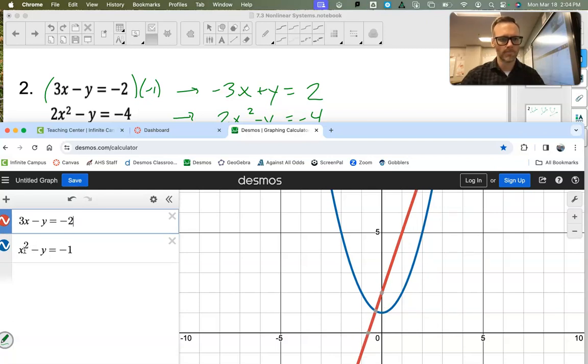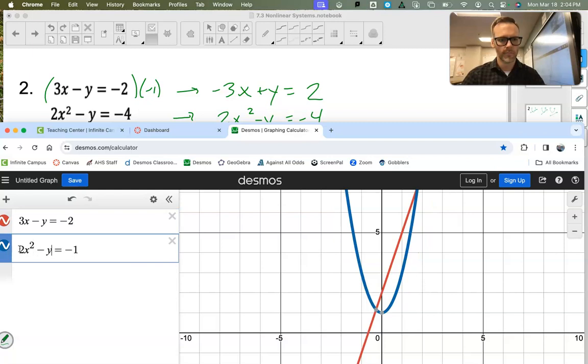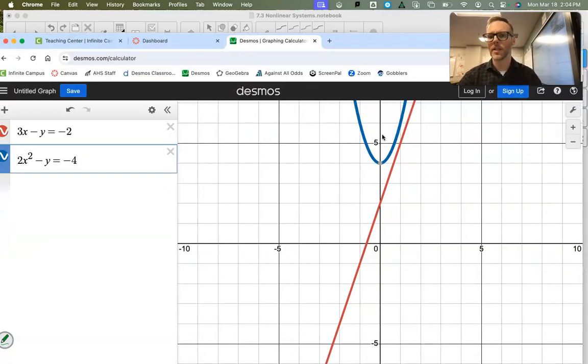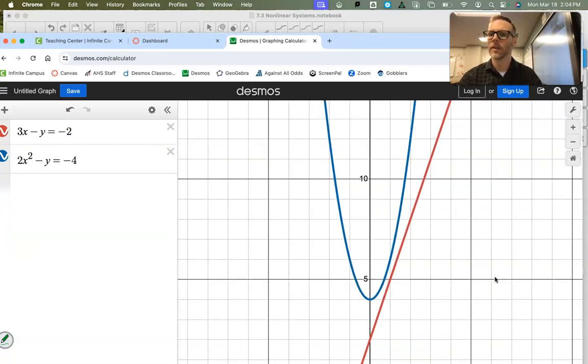There's my line. There's my parabola, and we can see that they would not intersect. Excellent.